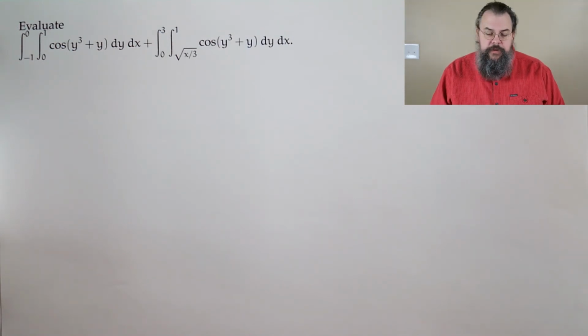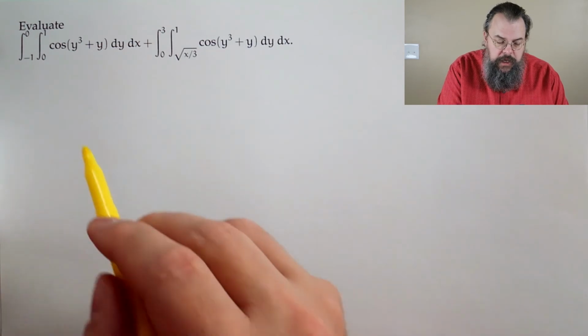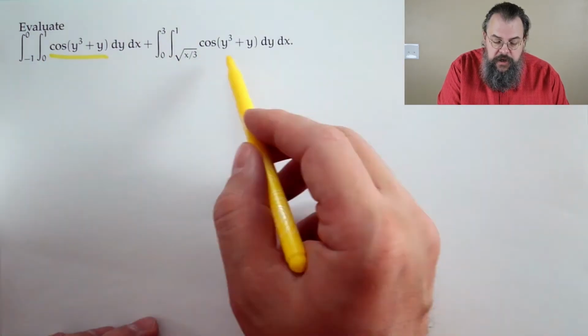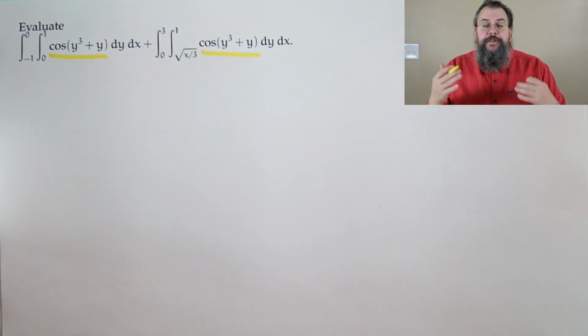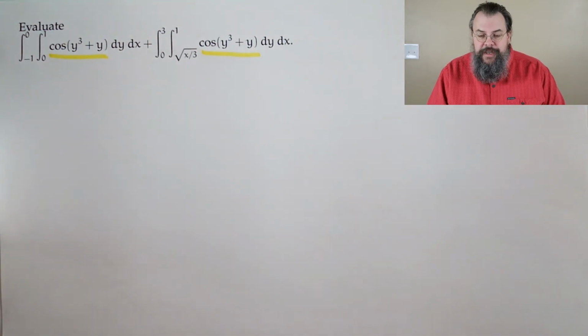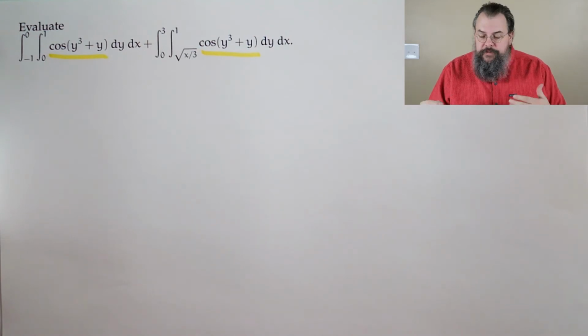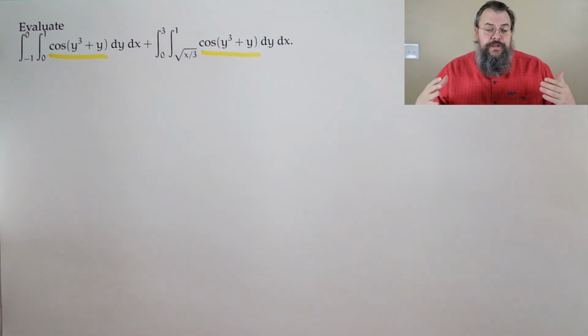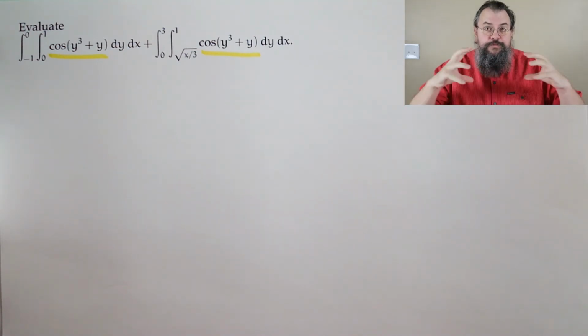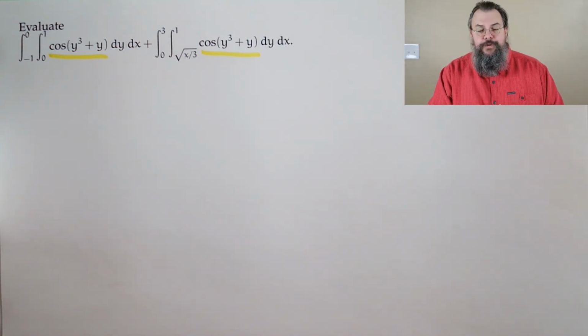Now, one thing we can spot is, hey, these functions are the same function. It's cosine of y cubed plus y in both cases. All right, well, if that's the situation, if they're the same function, it stands to reason that what we should do is somehow do them together. So we should mush these two integrals into one integral.